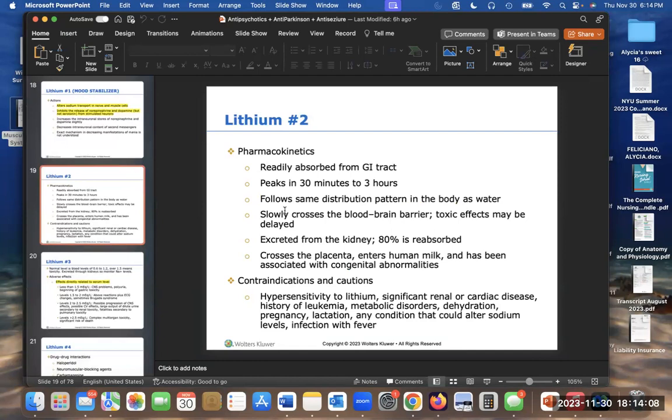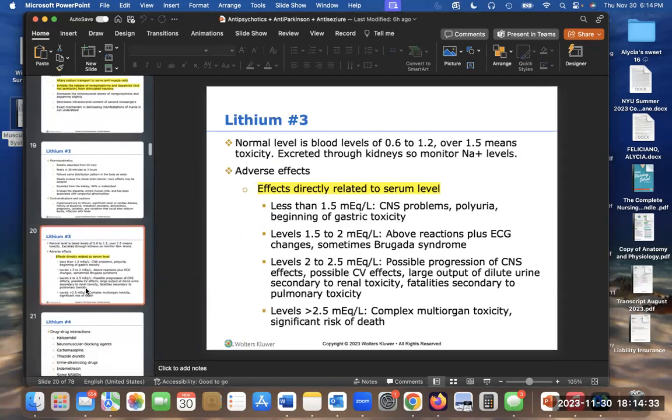Contraindications: if they have an allergy or hypersensitivity to lithium, renal and cardiac issues. Remember, these play a big role with electrolytes, so we've got to watch out for that. Also a history of leukemia, metabolic disorders, dehydration, pregnancy, lactation, and anything that can alter sodium levels. So this might not be such a good idea to take with diuretics, because they're going to affect sodium levels. Things to think about.